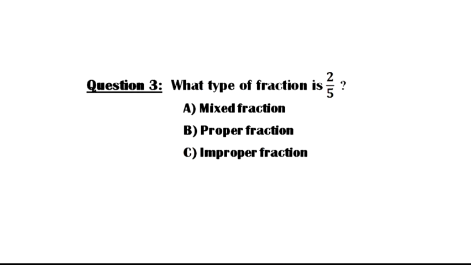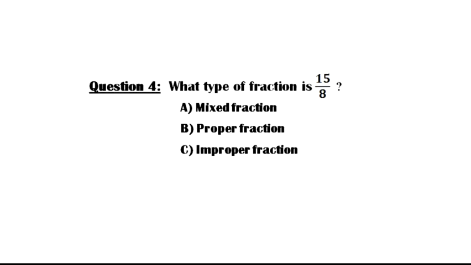Question 3. What type of fraction is 2 over 5? If we consider the fraction, the numerator, which is 2, is smaller than the denominator, which is 5. The fraction, whose numerator is smaller than the denominator, is a proper fraction. Therefore, the answer is option B.